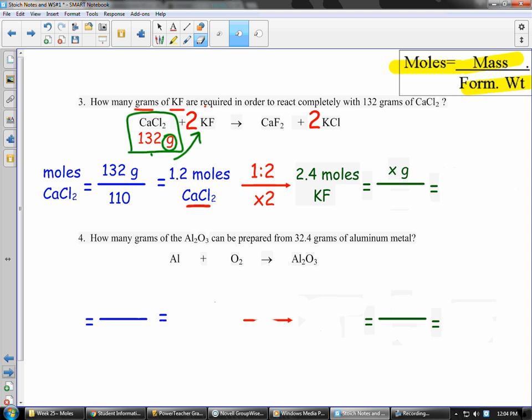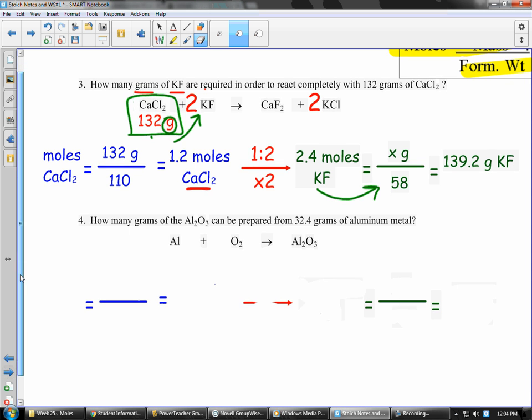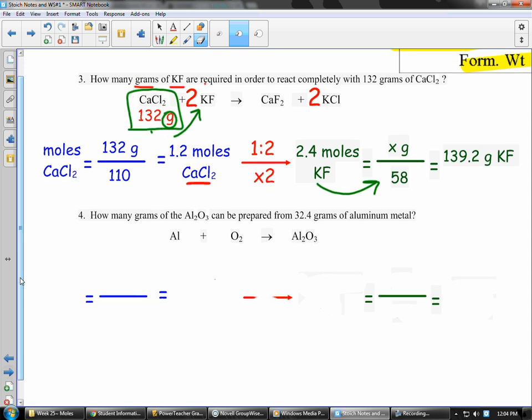So I'm going to say X over the formula weight of 1 potassium and 1 fluorine. Multiply that together, and you get 139.2 grams of potassium fluoride. I suggest you pause the program and try to do number 4.